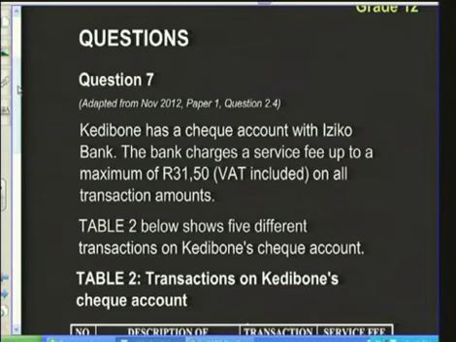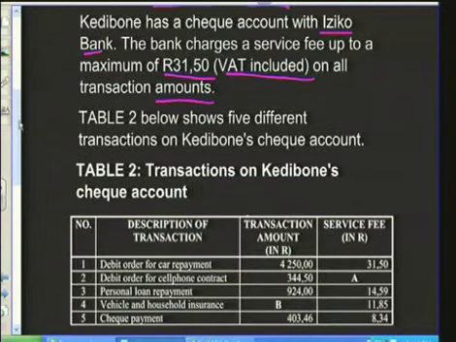Right. And then let's move on to our next question, which is again adapted from the same paper, but now we're dealing with question 2.4. Kedwin had a check account with a Zico Bank. The bank charges a service fee up to a maximum of R31.50, that's VAT included, on all transaction amounts. Table 2 below shows 5 different transactions on her check account.